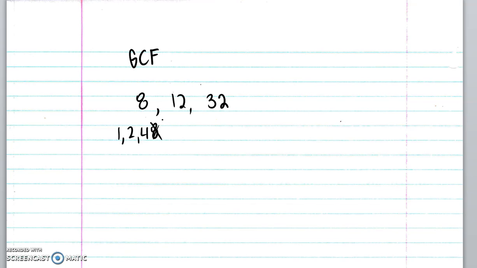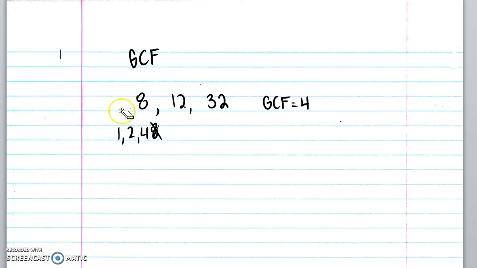Okay, so let's try 4. 4 goes into 8 2 times, so it works there. 4 goes into 12 3 times. 4 goes into 32 8 times. So our greatest common factor of these three numbers is 4. 4 goes into all three of those. 4 is the biggest one that goes into all three of them. You want the greatest common factor because we're going to be factoring completely, down to prime factorization.